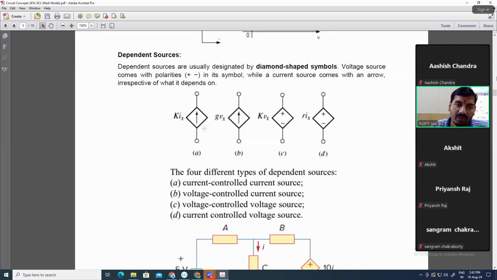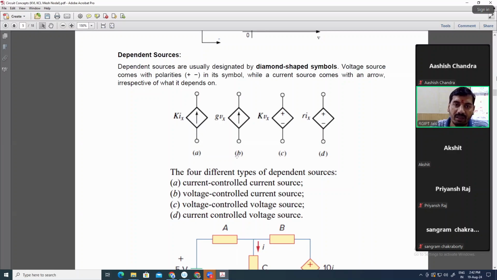Okay, so it means it is a current source, but it is also depending on a current value of any branch. So it can be considered as a current dependent current source or current controlled current source. So the first part is current controlled current source.